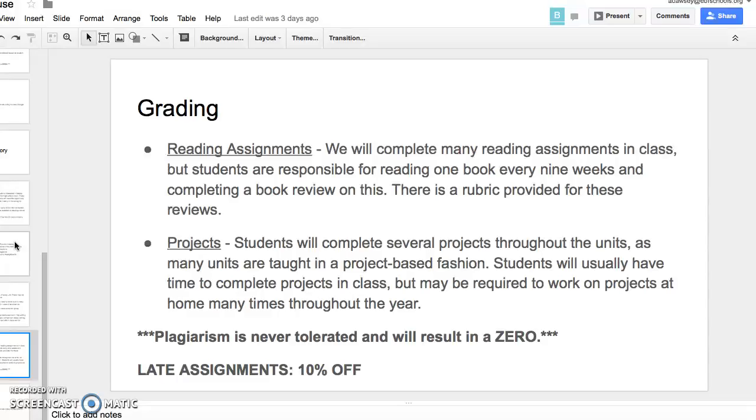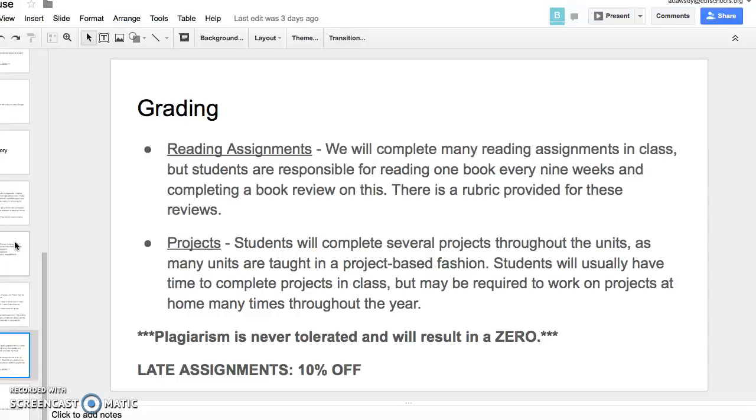So there are those reading assignments that are outside of class, but like I said, we do have reading assignments in class. We have many, many, many that we do in class, and they do primarily discussion based, where they'll talk about these different reading assignments with each other, and then maybe they'll write about them. They also complete several projects. In fact, most of our units are project based, so they'll be mostly doing projects on it.